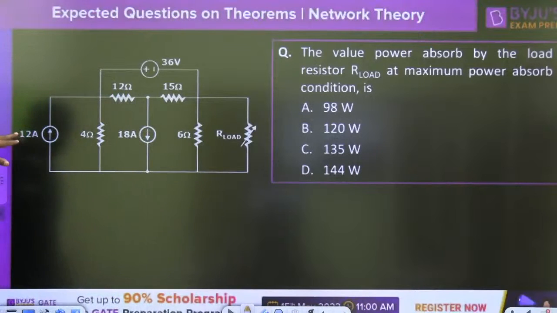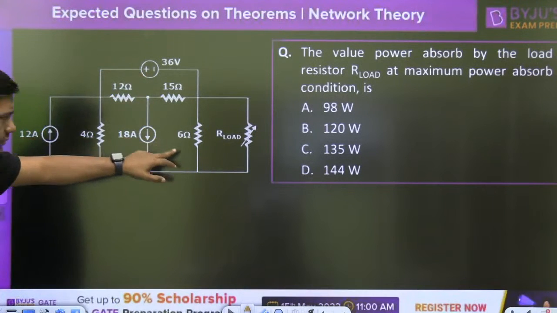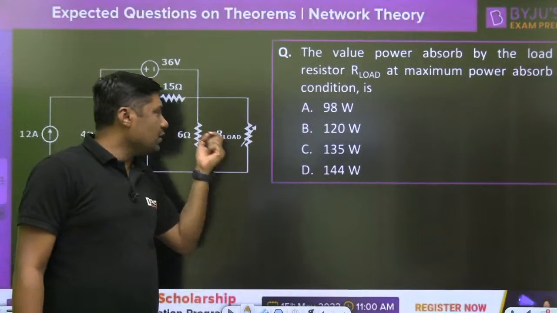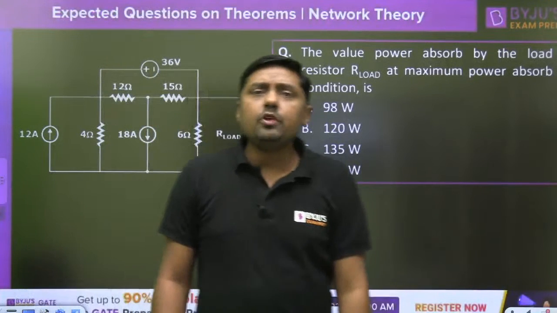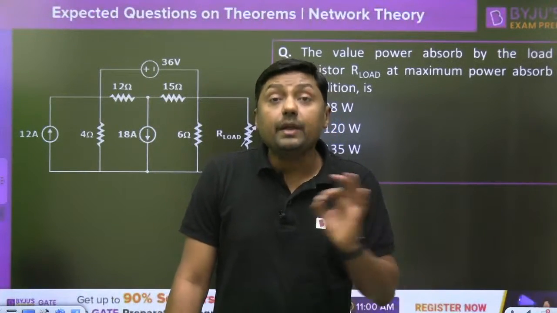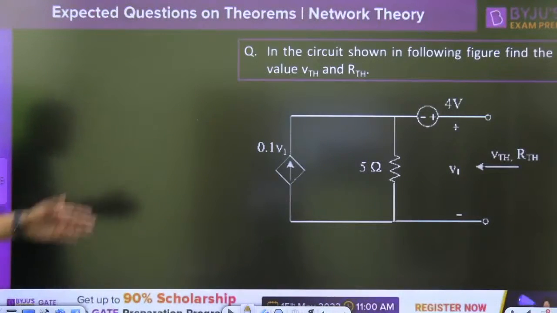So this is a 12 ampere battery. This is the 4 ohm resistor, 18 ampere battery, 36 volt battery, 6 ohm. You have to calculate the maximum power across this load. Here we are using only independent sources. Then second question, I will solve this.